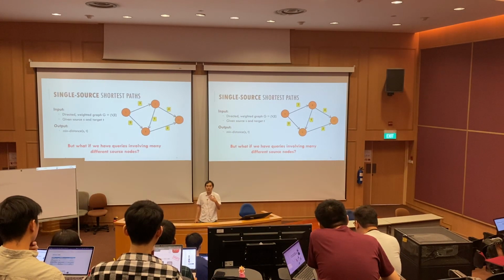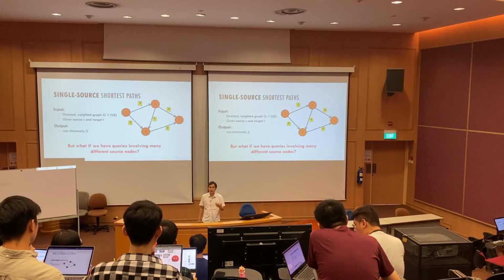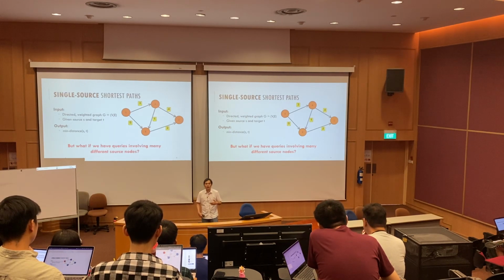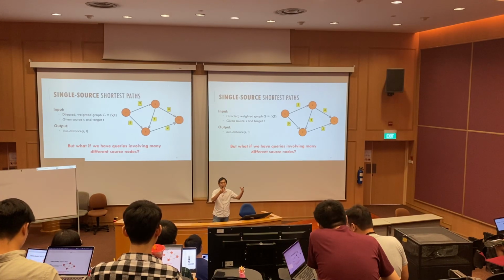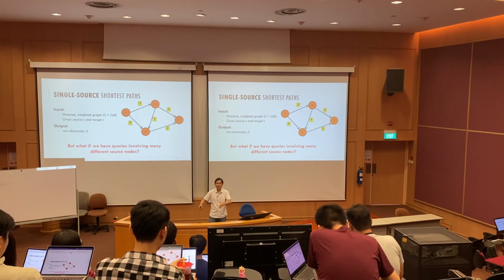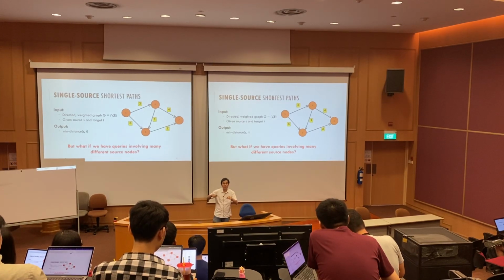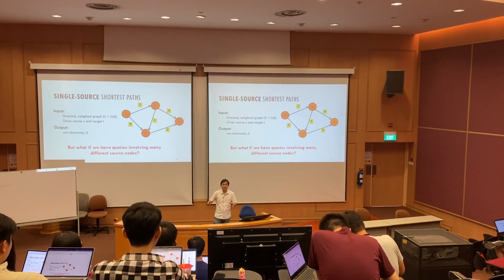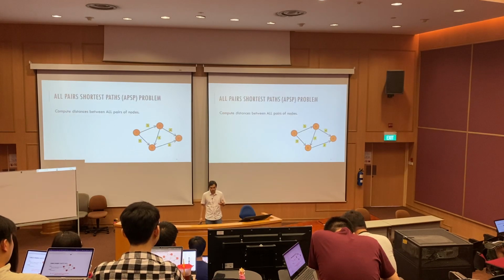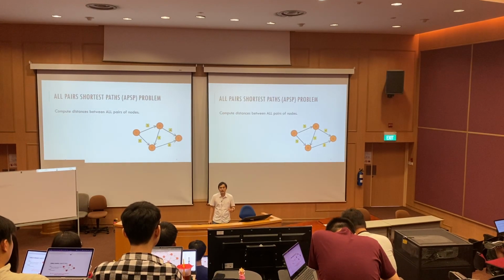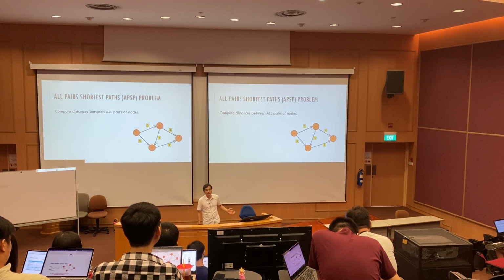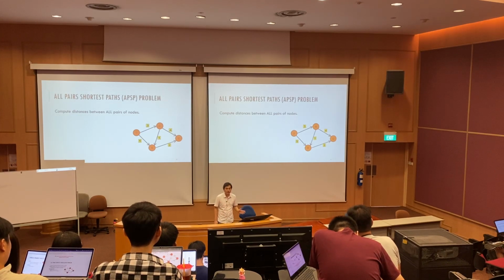What if you have many queries involving many different source nodes? If you imagine you were Google, this is something that you really have to handle, right? Not everybody is starting out from a single source to go to all the other nodes. It's from many different sources, many different targets, right? So what we want to find out is how to compute distances between all pairs of nodes, okay?